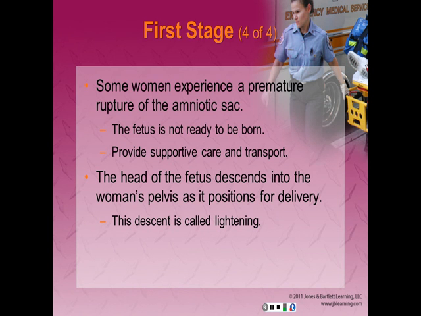Toward the end of the 3rd trimester, the head of the fetus normally descends into the woman's pelvis as the fetus positions for delivery. This movement down into the pelvis and the sensation that may accompany the descent is called lightning.